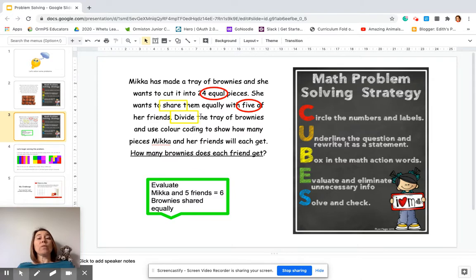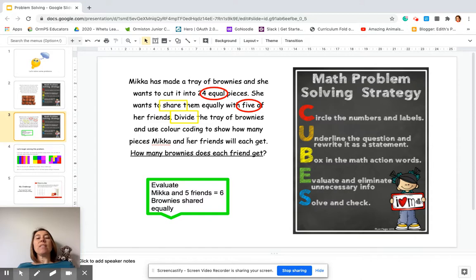The B stands for box. Box in the maths action words that you can find. I found the word share. I also found the word divide. That gives me a clue as to what operation I will be using.